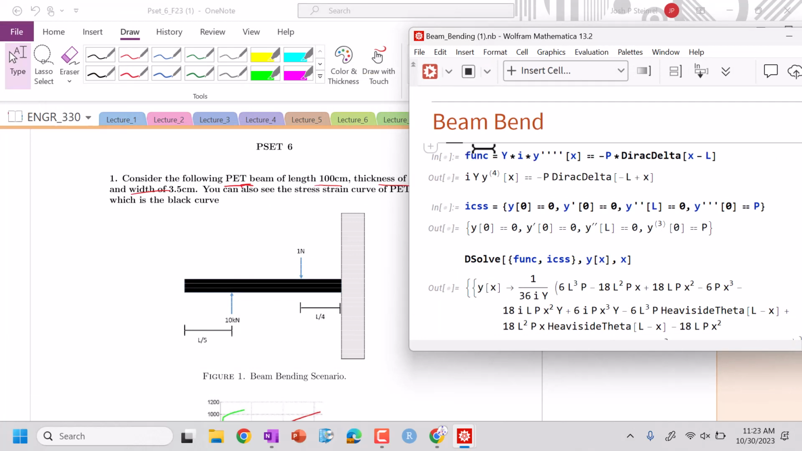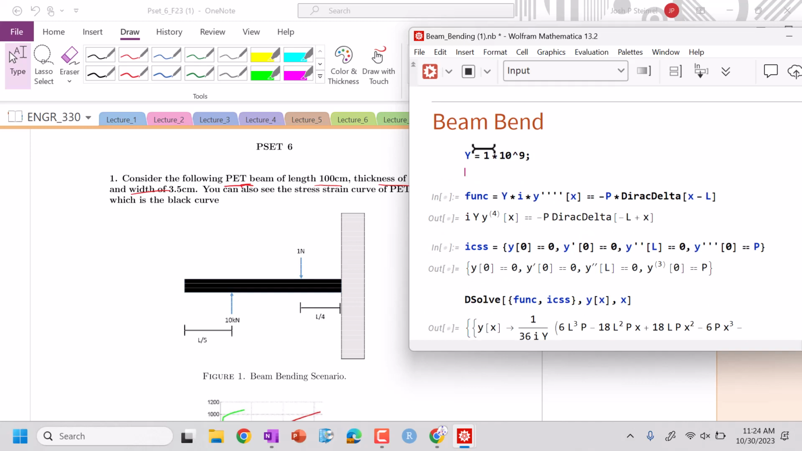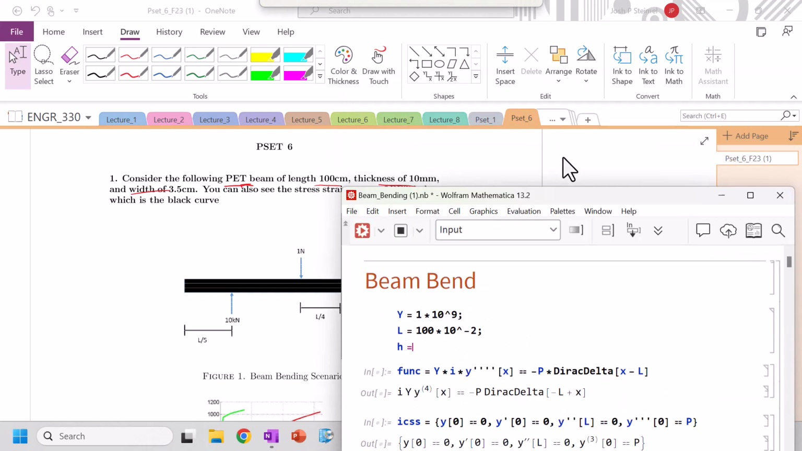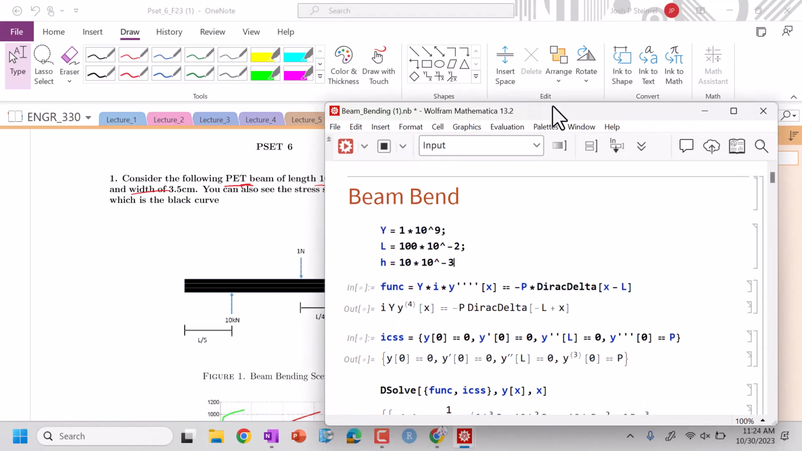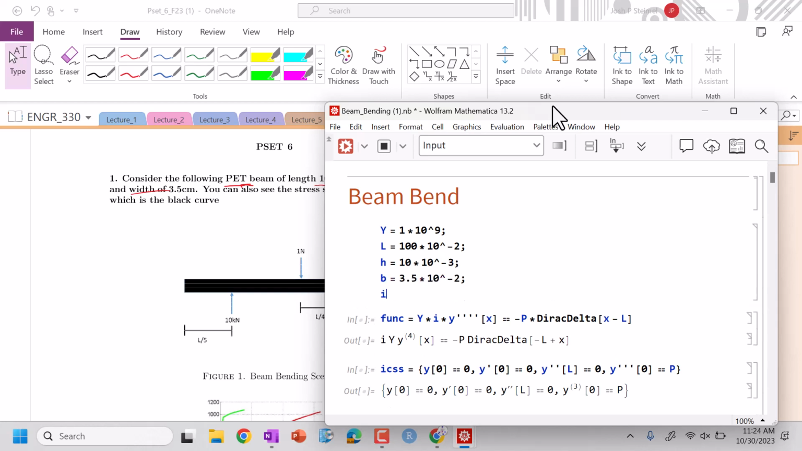Let's state that our Y is equal to 1 times 10 to the 9. Our L is equal to 100 times 10 to the minus 2. Our thickness, so our height, is equal to, was that 10 millimeters? 10 times 10 to the minus 3, and our base is equal to 3.5 times 10 to the minus 2. I is equal to b times h cubed divided by 12, and there we go.